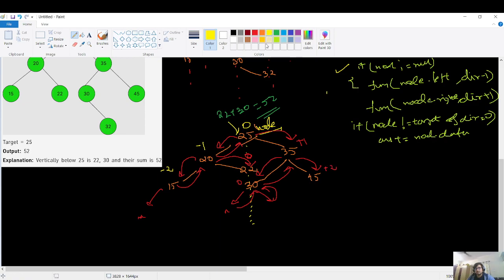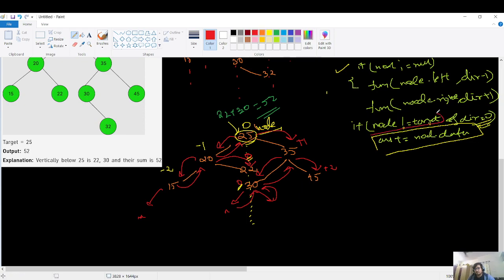So as you can see, whenever I'm starting from the target node, all the values just below this vertical level also have the same direction, that is 0, right? So what I will do is say answer plus equals node dot data only if direction equals 0, right? So I hope that is clear.